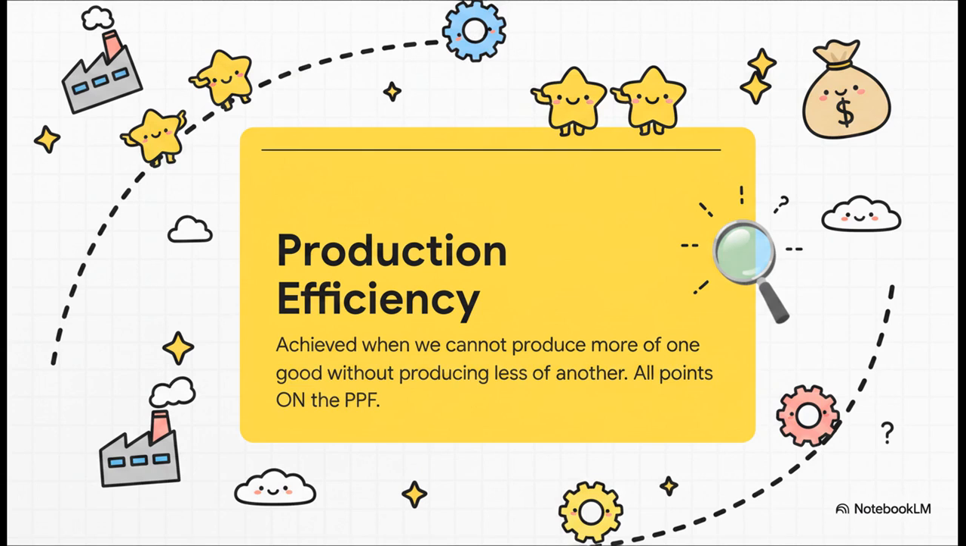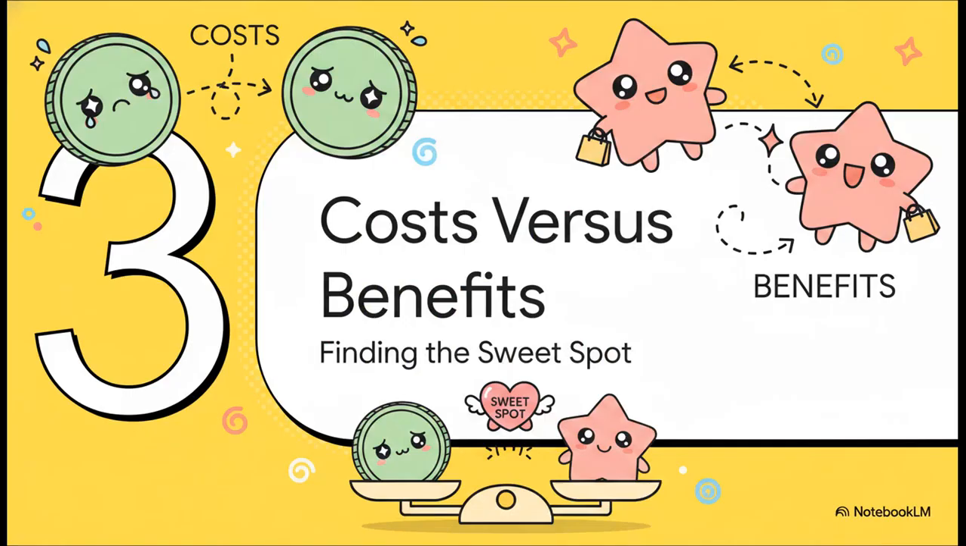So this brings up a really important idea, production efficiency. If you are operating anywhere on that PPF line, you're being efficient. You're squeezing every last drop of value out of your resources. But that leaves us with a new puzzle, right? All those points on the line are efficient, but which one is the absolute best one for society? And that's exactly what we're diving into next.